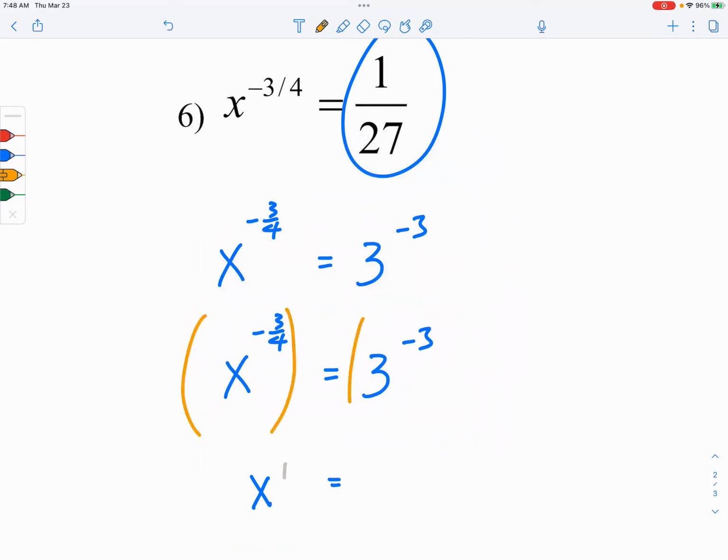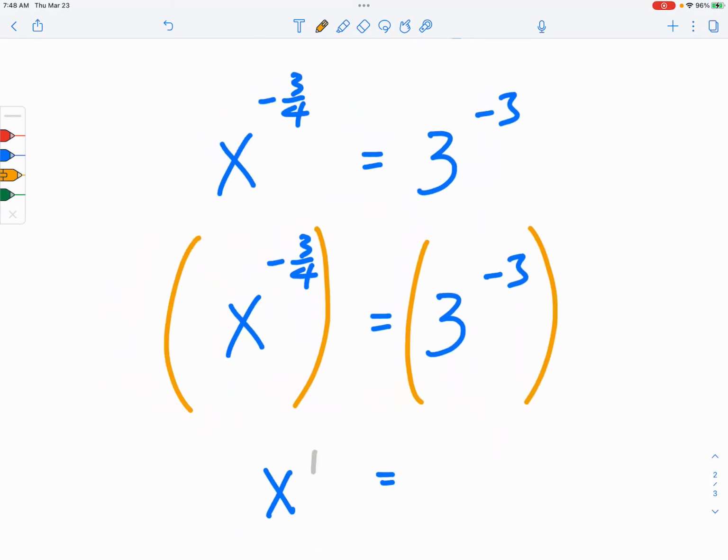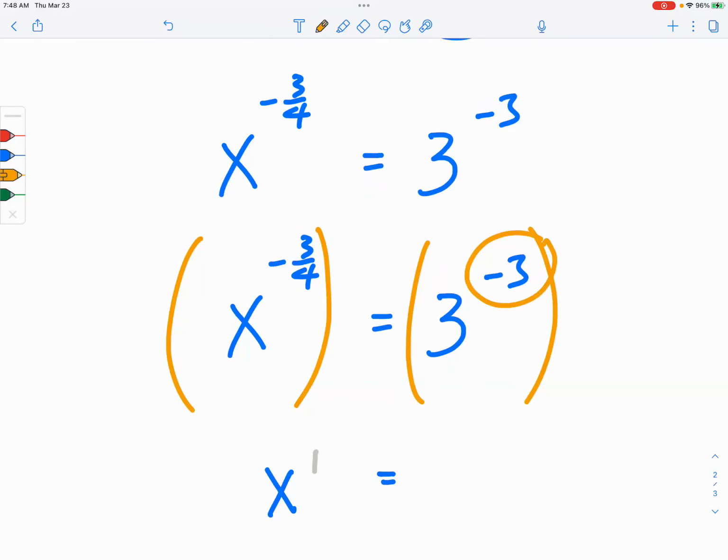Ooh, I like that idea. Now, actually, I don't care about this. I just care about this part right here, because all I want is x to the first power at the end. So raise to the power on both sides to the power of -4/3. Raise both sides to the power of -4/3, because in that case, we multiply these two exponents, right? And when you multiply these two, you get 1.